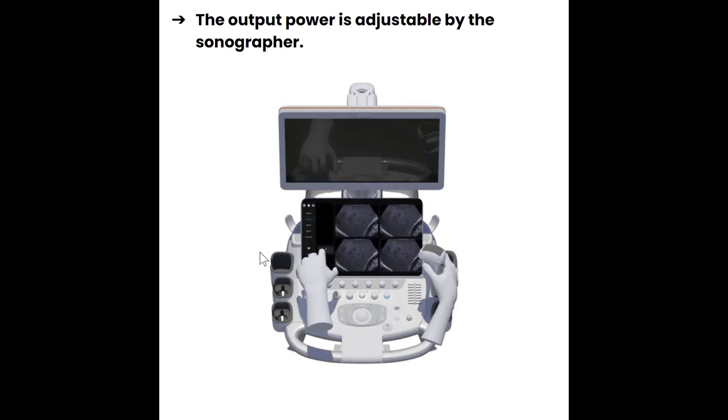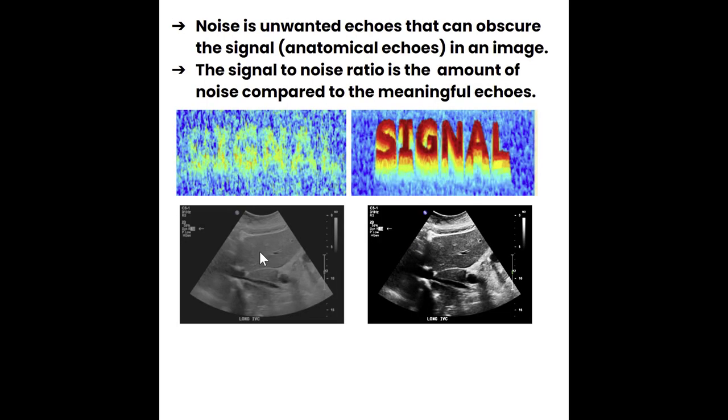It's also important to note that the power itself cannot make an image uniformly bright. However, it does improve the signal-to-noise ratio. So noise is unwanted echoes that can obscure the signal, which are our anatomical echoes, in an image. And noise will always be in our images, regardless of the power put out by the machine and the transducer. When the voltages are low and the transducer sends out weak waves, the noise might overpower our weak signals. But when we increase the power, the signals that are coming back are stronger, and therefore they stick out more, which improves the signal-to-noise ratio as the signal is stronger than that kind of persistent background noise.